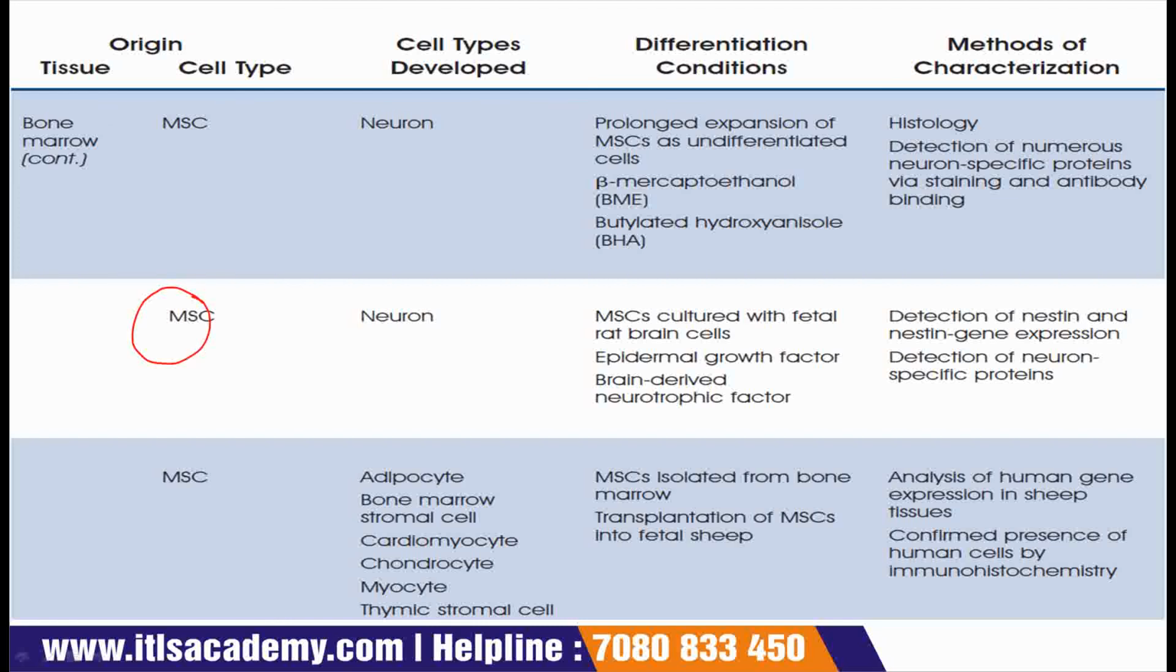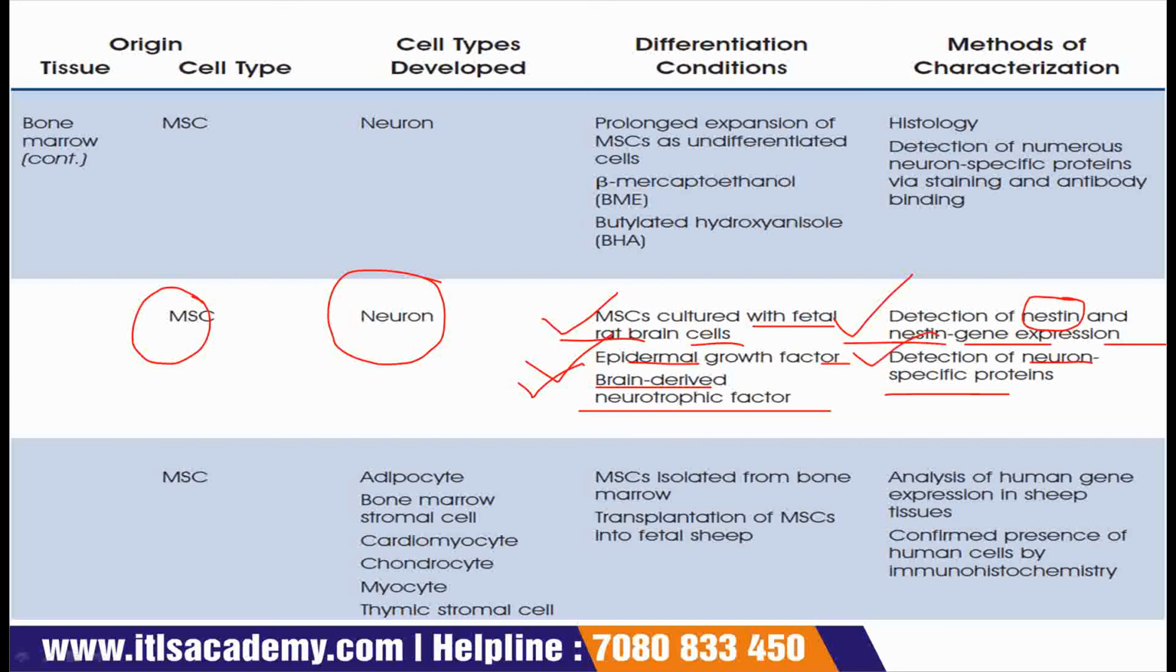Next one, origin cell is again mesenchymal stem cell and the developed cell is neuron. But the differentiation condition is mesenchymal stem cells cultured with fetal rat brain cells, epidermal growth factor and brain derived neurotrophic factors. Methods of characterization will include a detection of nestin and nestin gene expression and a detection of neuron-specific proteins.